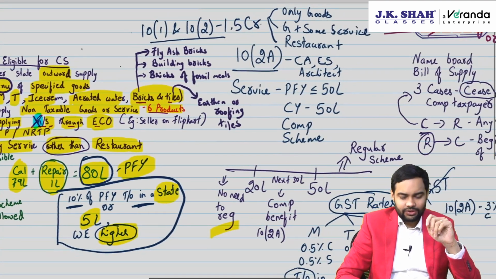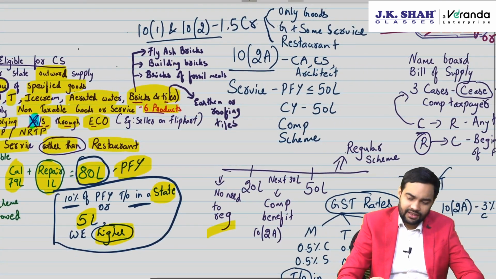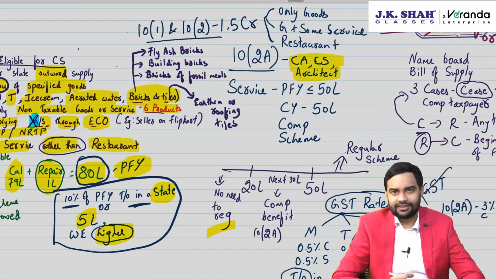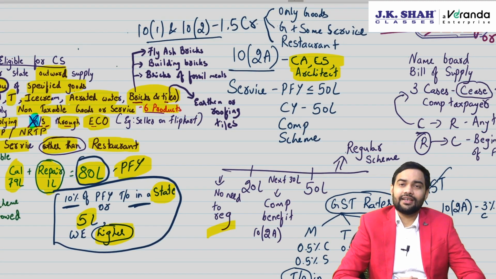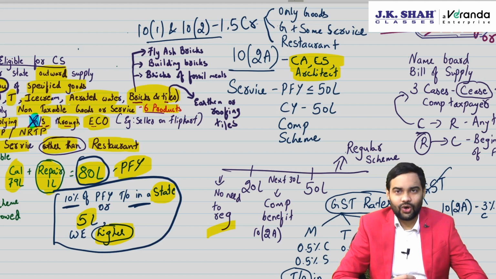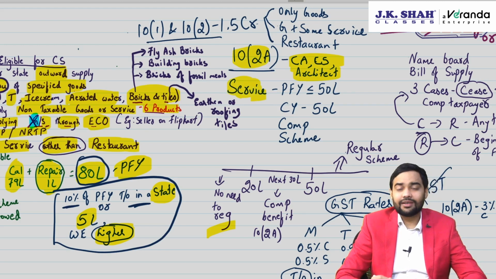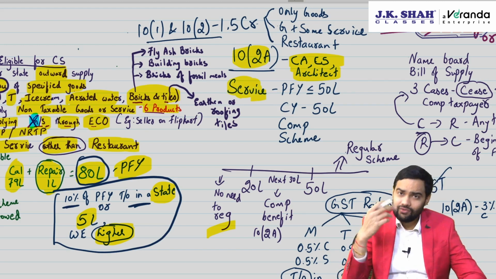Then say suppose I am not eligible for this. A chartered accountant or a company secretary or an architect is only providing services. Then in that case, what is the alternate for him? Can he take 10-1 and 10-2? No. Then there is another scheme called 10-2A. 10-2A is for the service industry, but here there is no limit for goods.